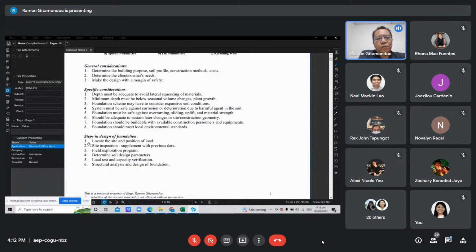Number eight, the foundation should meet local environmental standards, especially when the excavation is quite deep and it will intercept the water table. So care must be taken so as not to contaminate the water table. The excess materials must be disposed of properly so they are not thrown into the public sewer.